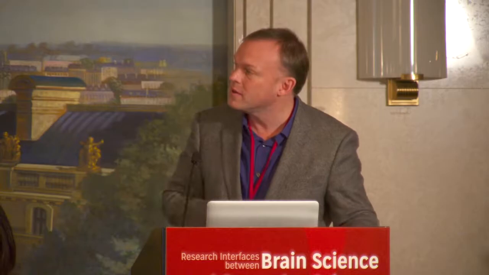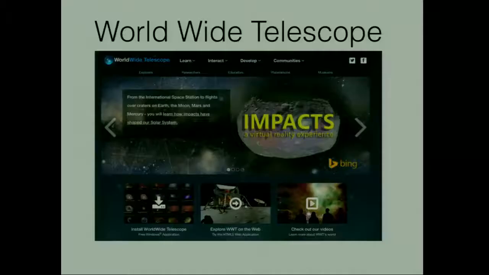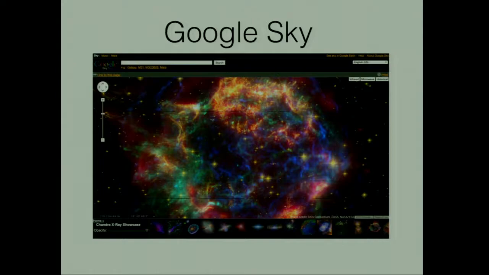They've got a variety of clients where you can basically query for a region of the sky and find, at a particular spectrum, what data is available, what images, where did it come from, this type of thing. And this has been used partially in things like the World Wide Telescope and in Google Sky. Right? So this then becomes a general data source for a broad variety of applications.